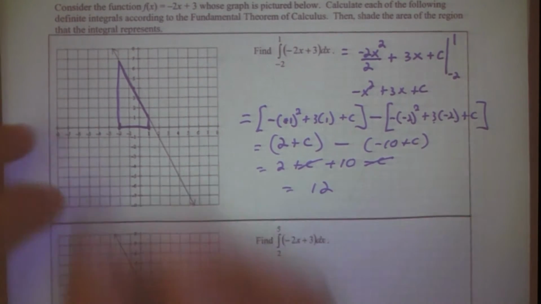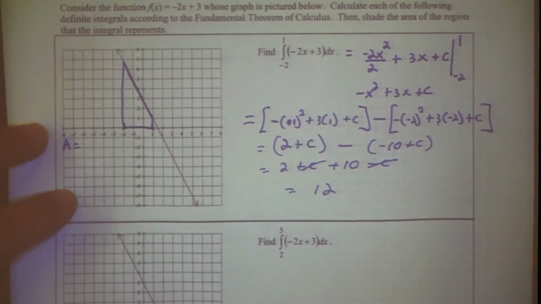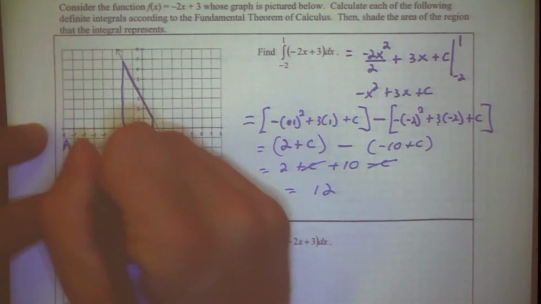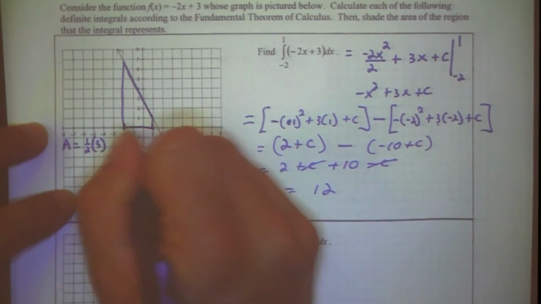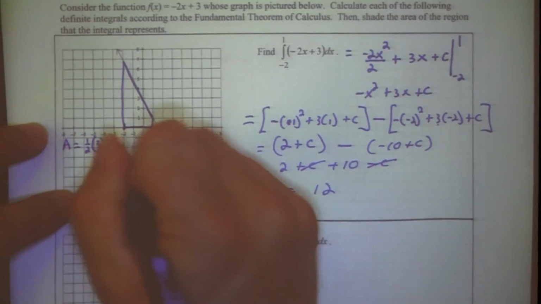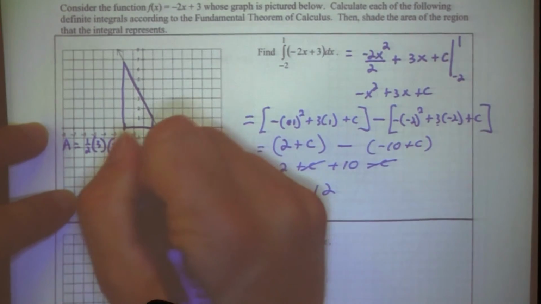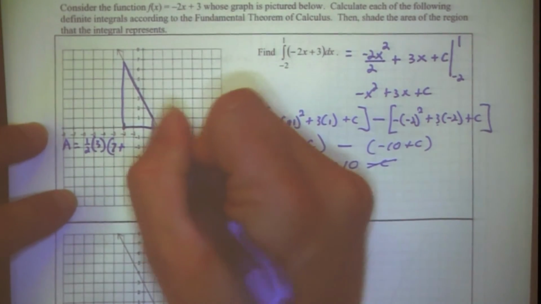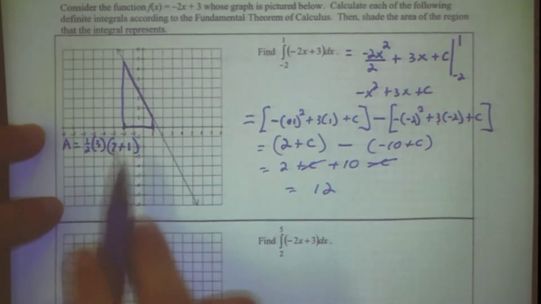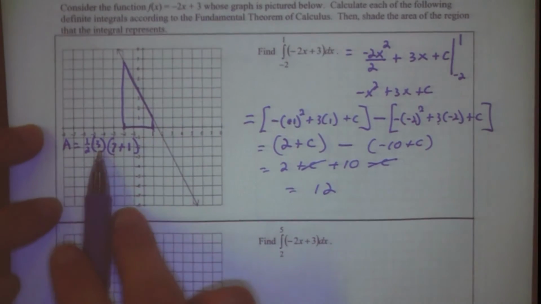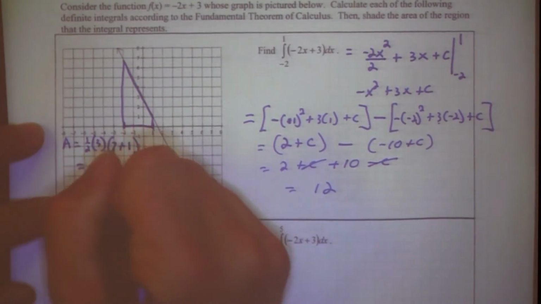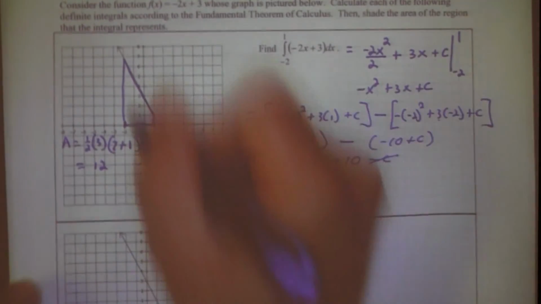So let's figure it out. How do I do that? 1/2 times 3, because that's this number down here, right? Times, what's base 1? 7 plus base 2? 1. So that gives me 8 times 3. 24 divided by 2? 12. Same answer?